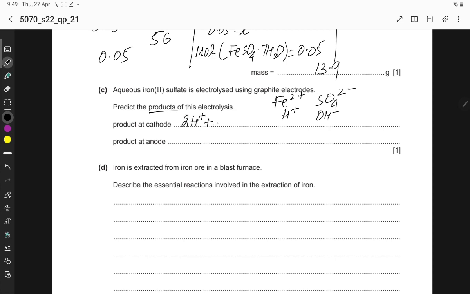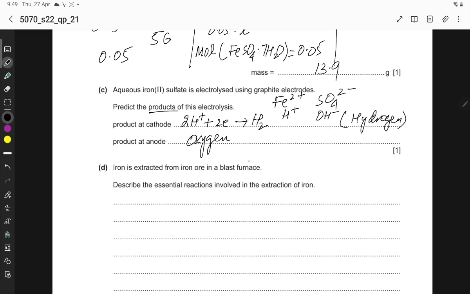So H positive to form H2, and product is hydrogen gas. And similarly at anode, OH ion, so the product at anode is oxygen gas. This over here hydrogen, you can write down product only, no need to write down chemical equation. So only hydrogen and oxygen.